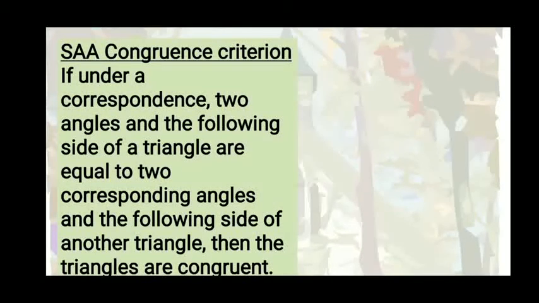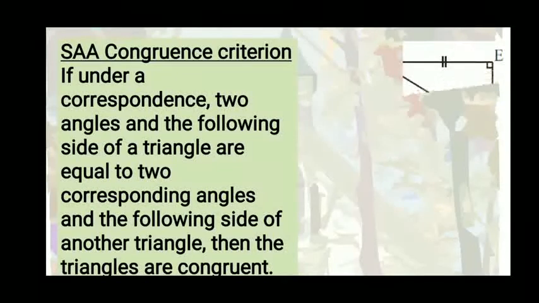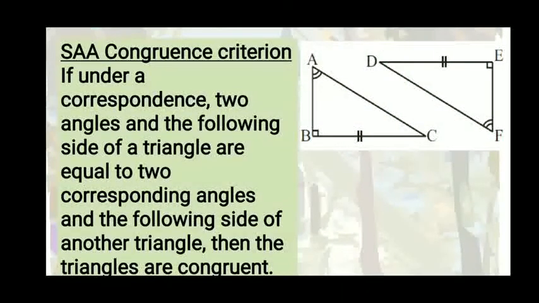Now the next test, which we don't have in the book actually, is the SAA congruence criterion. Here SAA means side followed by angle and again an angle. Under this, two triangles have two angles and the following side equal, meaning there should be two angles and the side after those angles, not the one that's sandwiched in between. That's how this works. So the statement reads, if under a correspondence two angles and the following side of a triangle are equal to two corresponding angles and the following side of another triangle, then the triangles are congruent.